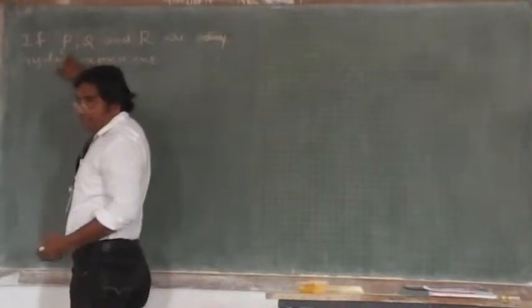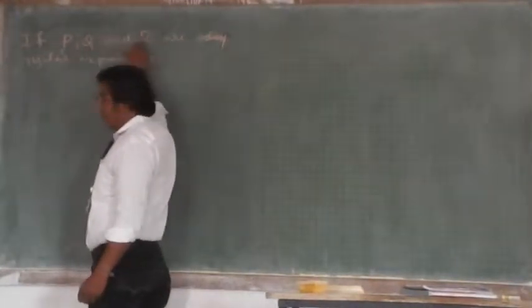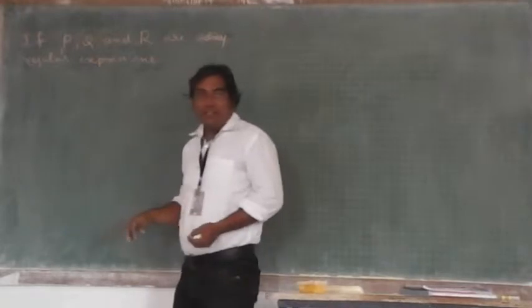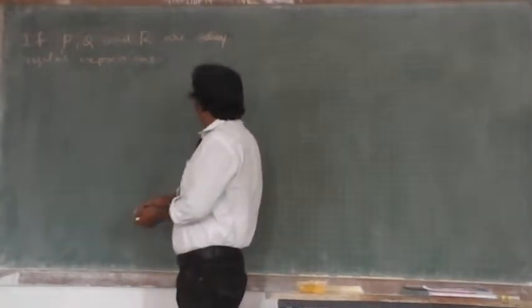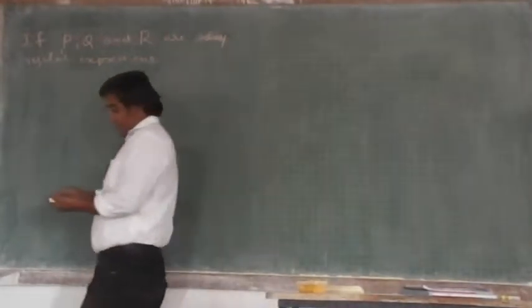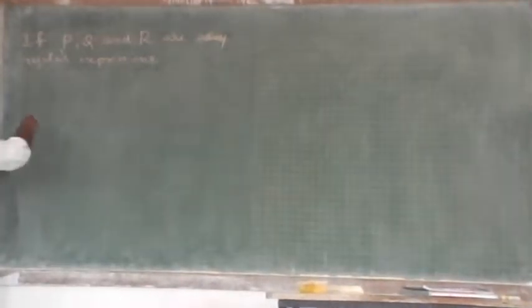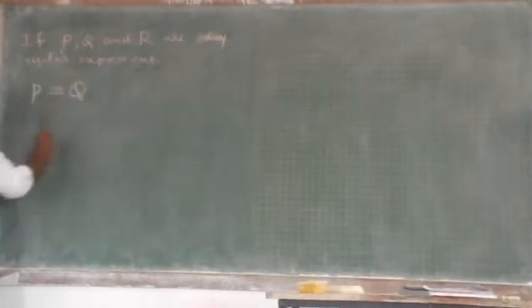Considering three different notations P, Q and R, let them be any regular expressions. When are these two regular expressions going to be equal, when regular expression P is equivalent to Q?